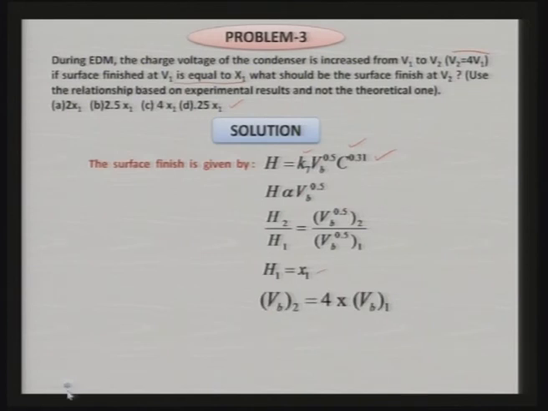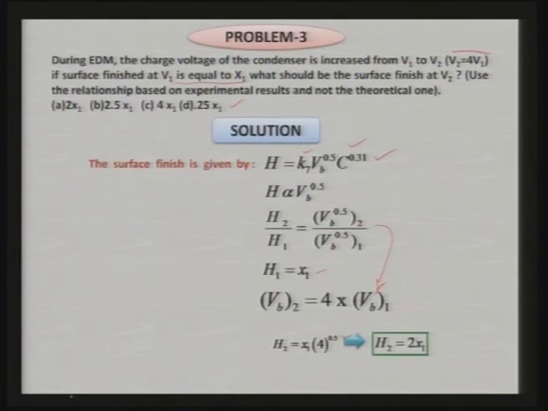So, we get Vv2 is equal to 4, from this particular, if you substitute the value, you get Vv2 is equal to 4 multiplied by Vv1. Substitute the value, then you get H2 is equal to x1 multiplied by 4 power 0.5, and this will give you H2 is equal to 2 x1. That means, in the second case the surface finish is going to be 2 times x1.